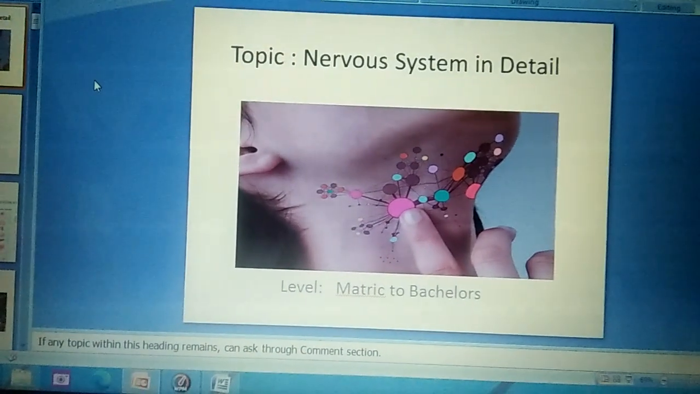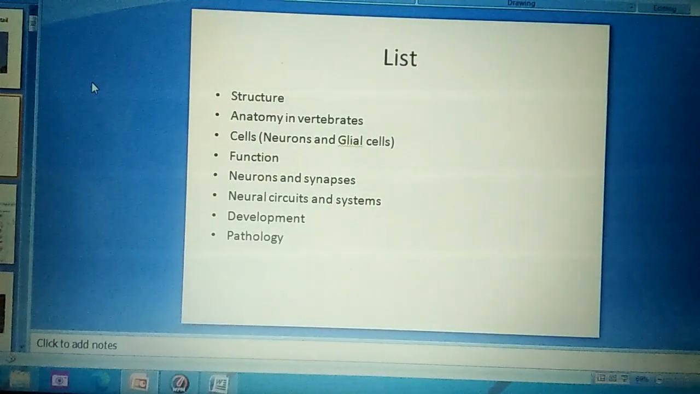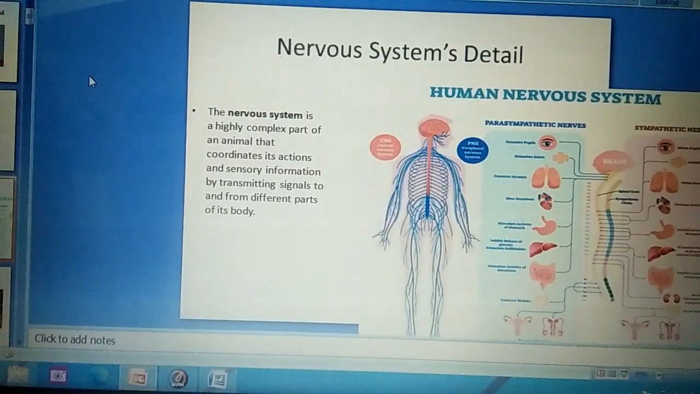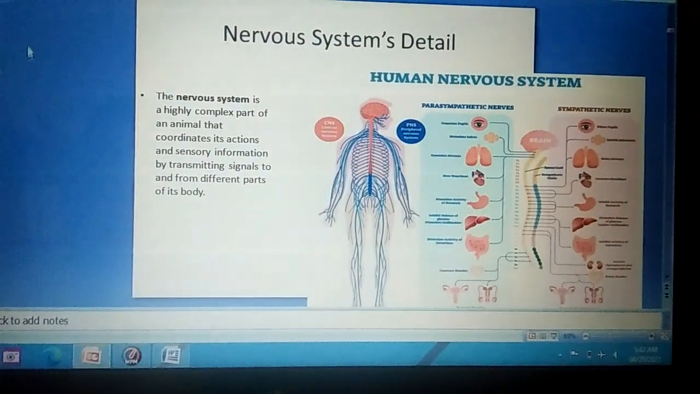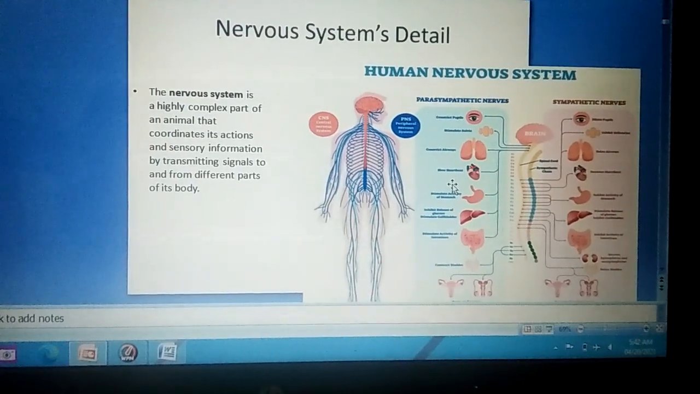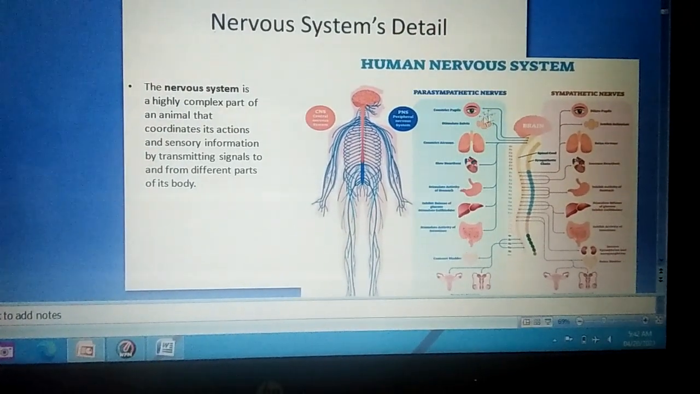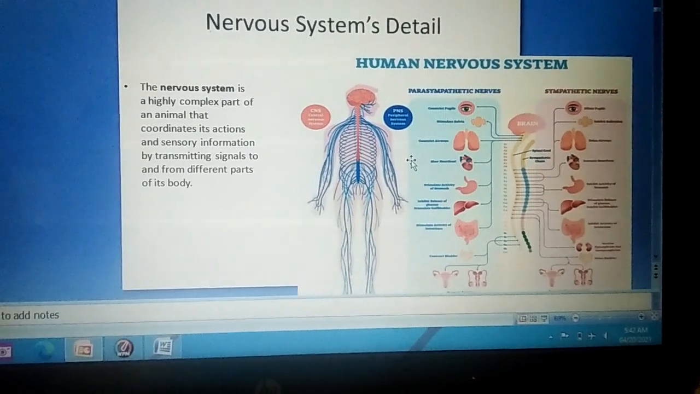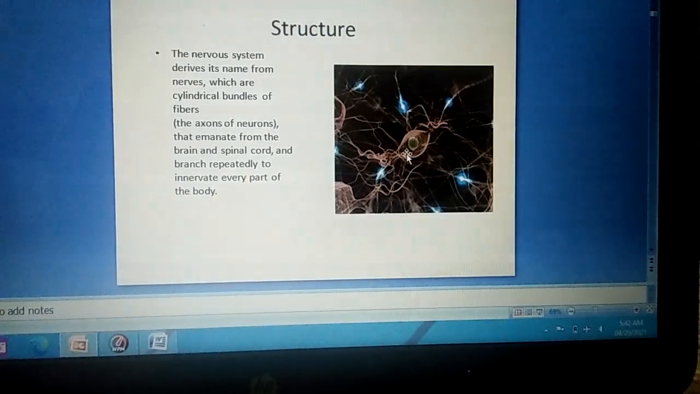Topic is nervous system in detail. List is given below. This system is a highly complex part of an animal that coordinates its actions and sends information by transmitting signals to and from different parts of its body.